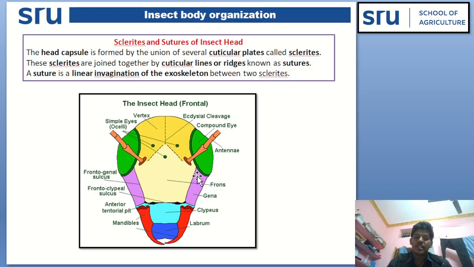cuticular lines or ridges known as sutures. See here, frons and gena are connected by means of a cuticular line or ridge known as a suture. A suture is a linear invagination of the exoskeleton present between two sclerites.